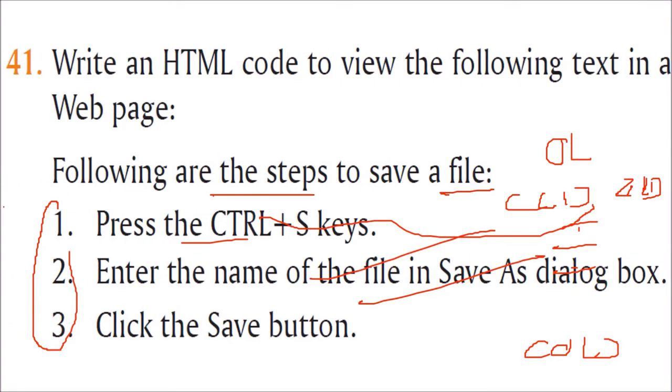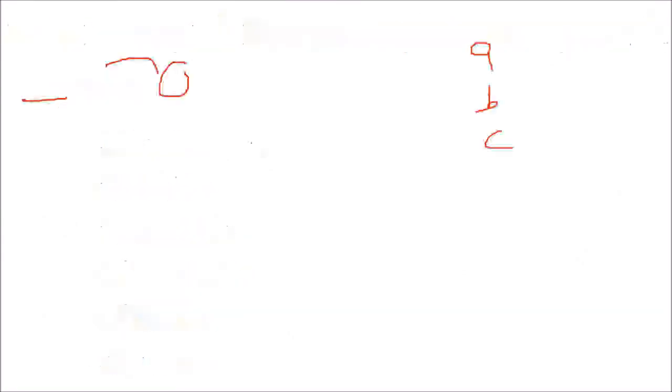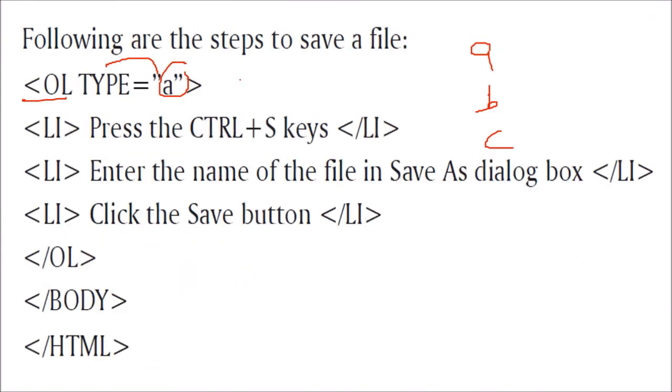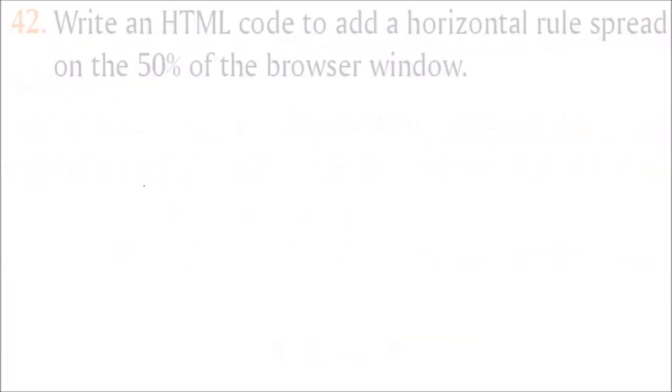This is A, this is B, this is C. Now the code is good, because by default it will come in 1, 2, 3 only. If you write an ordered list, it will come in 1, 2, 3. So just inside the list, first content, second content, third content, close the OL.